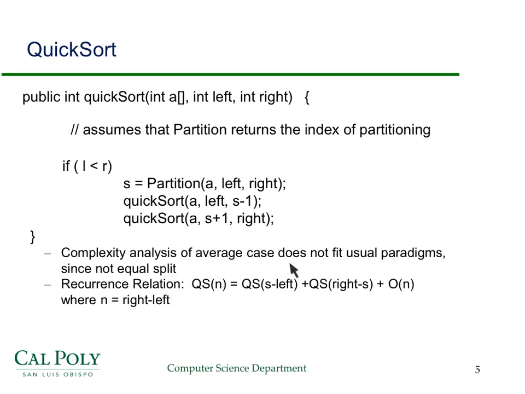The complexity analysis, the average case, it doesn't fit the usual paradigms. It's pretty easy to come up with the recurrence relation. You just look up here. Quicksort on n elements is basically going to be quicksort on the partition index minus left, plus quicksort on the right minus the partition index, and then the partitioning takes big O of n work. So unfortunately, this doesn't fit into any of the standard recurrence relations where it's easy to see what the solution is.